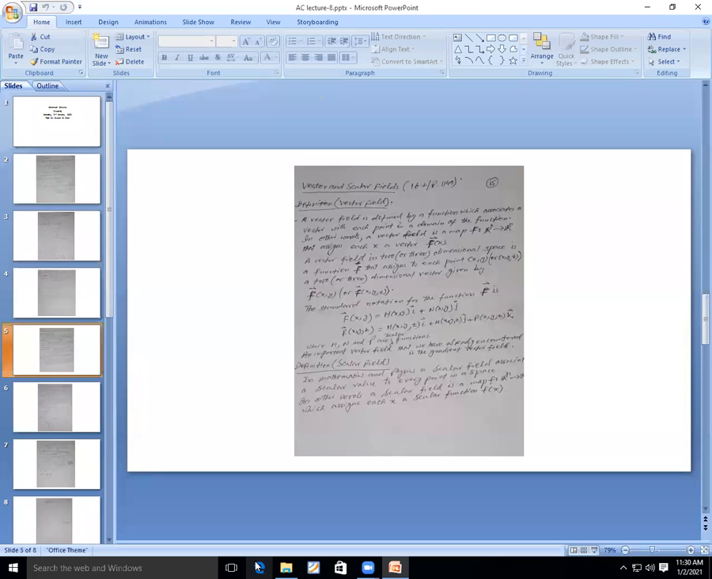Now, using this concept of a vector field, we define the divergence and curl.